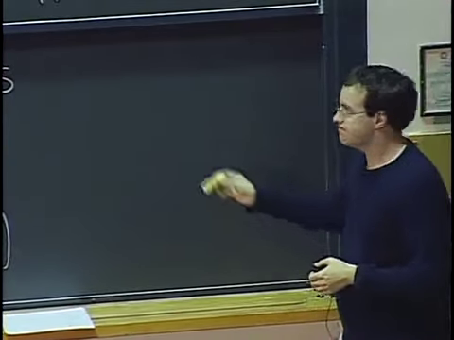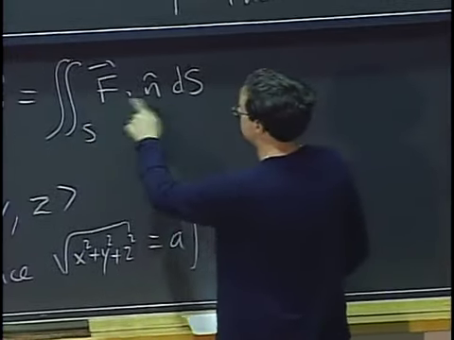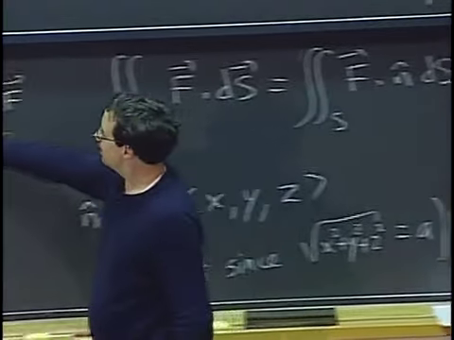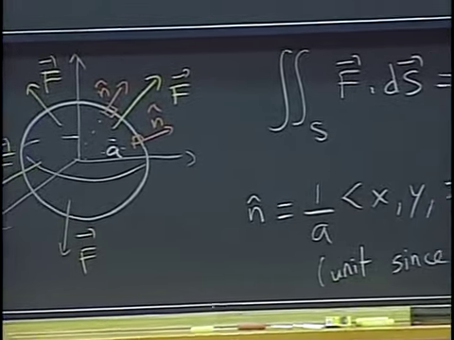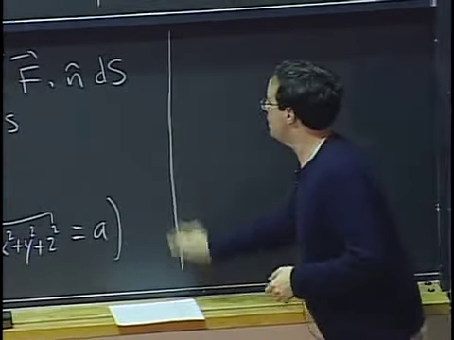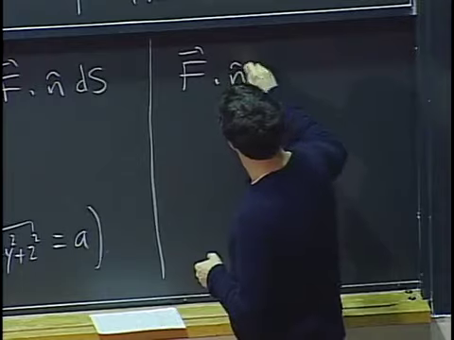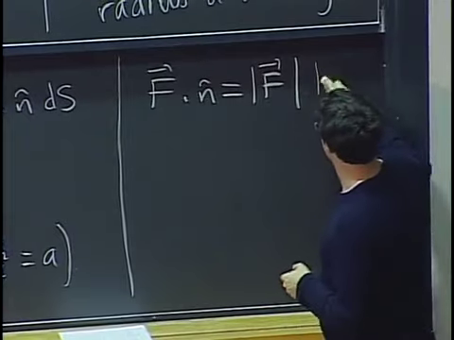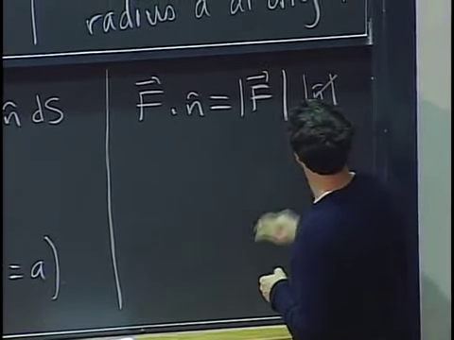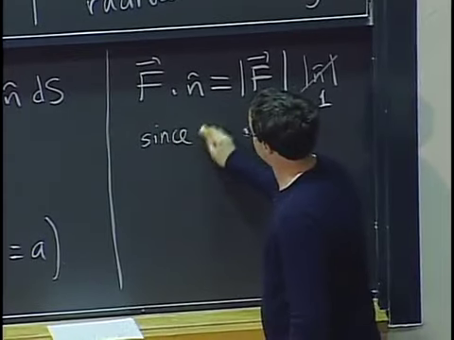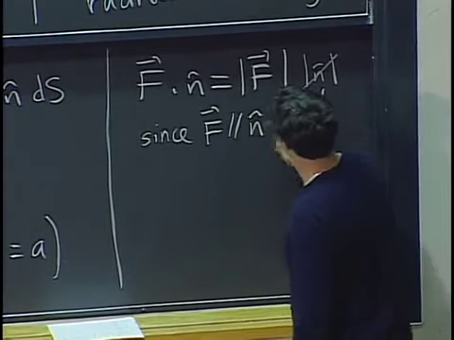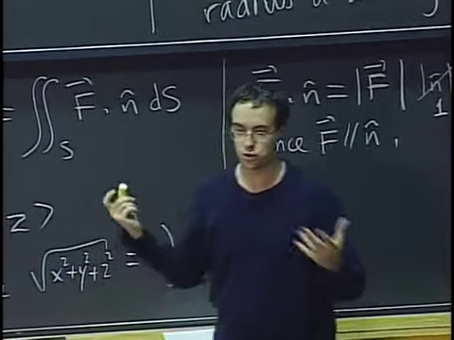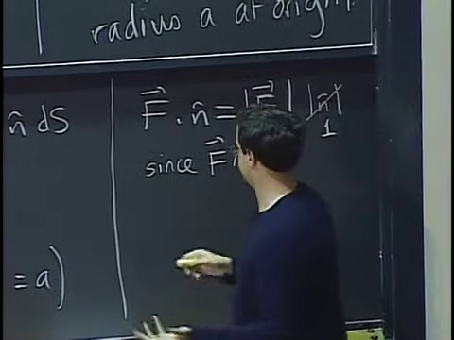Okay, so now let's figure out f dot n. Let's do things one at a time. Well, f and n are parallel to each other. So f dot n, the normal component of f, is actually equal to the length of f times the length of n if you want, but that's going to be 1, since f and n are parallel. And what's the magnitude of f if I'm on the sphere? Well, the magnitude of f in general is the square root of x squared plus y squared plus z squared. On the sphere, it's going to be a.